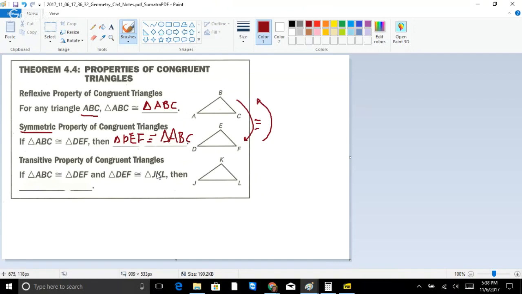All right, so then the last one is probably the one we use the most, transitive property, right? So transitive says, we'll switch colors. Transitive says that ABC is congruent to DEF, and DEF is congruent to JKL, then ABC is congruent to JKL. All right, so ABC is congruent to DEF, DEF is congruent to JKL, so triangle ABC is congruent to triangle JKL.